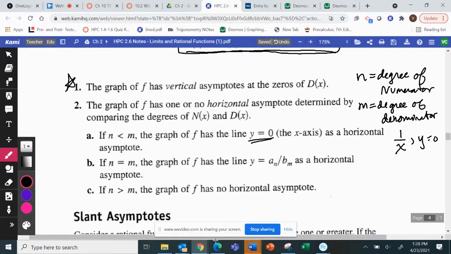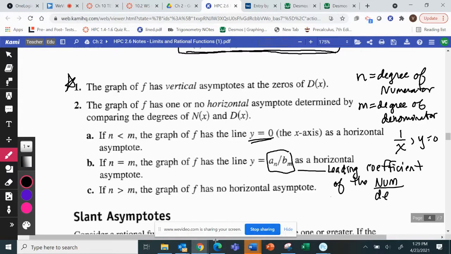Part B says if the degrees are equivalent. So this part right here, this is the leading coefficient of the numerator over the denominator. So I'm just looking at whatever number is in front of that first term with the degree. It would be y equals that number divided by that number.